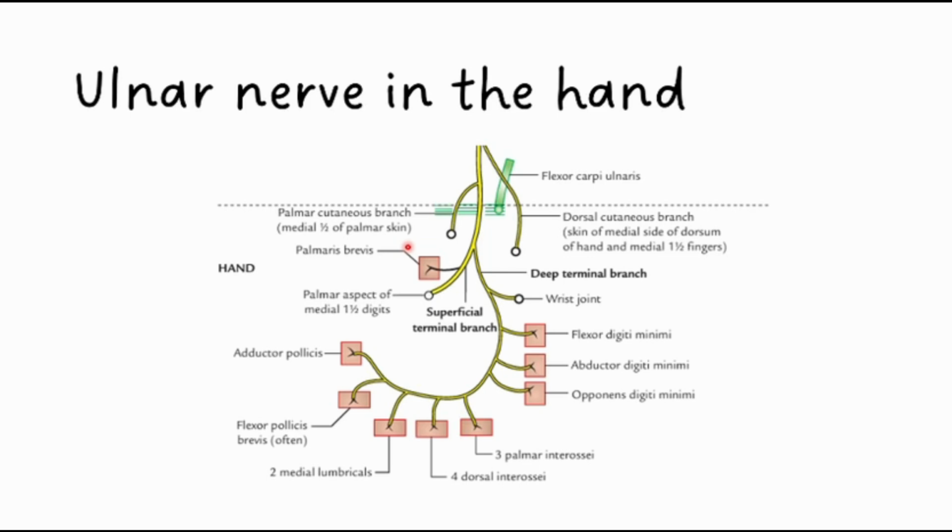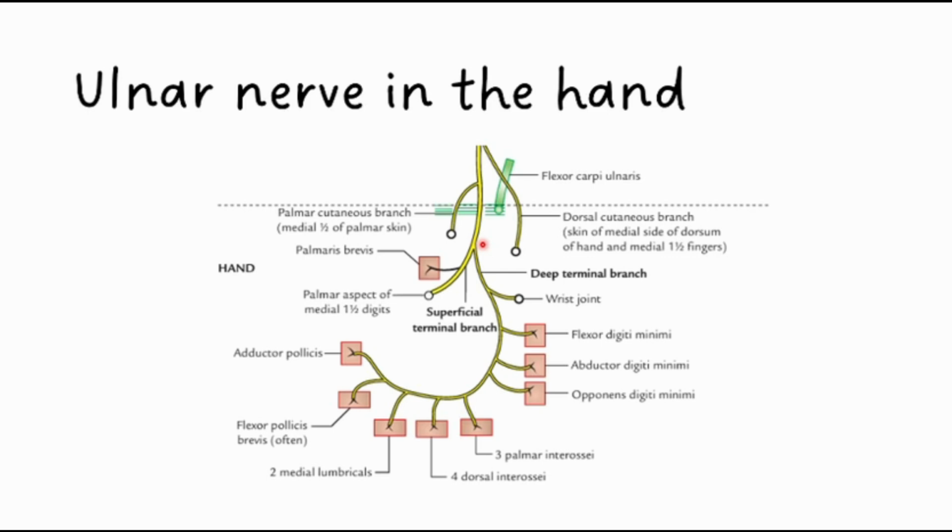The dorsal cutaneous branch passes dorsally and provides sensory innervation to the skin over the medial third of the dorsum of the hand and medial 1.5 fingers. Then the ulnar nerve enters the palm by passing superficial to the flexor retinaculum, lying just lateral to the pisiform bone. Here the ulnar nerve will be covered by a fascial band, which is called the volar carpal ligament. The space under this fascial band is called the ulnar tunnel.